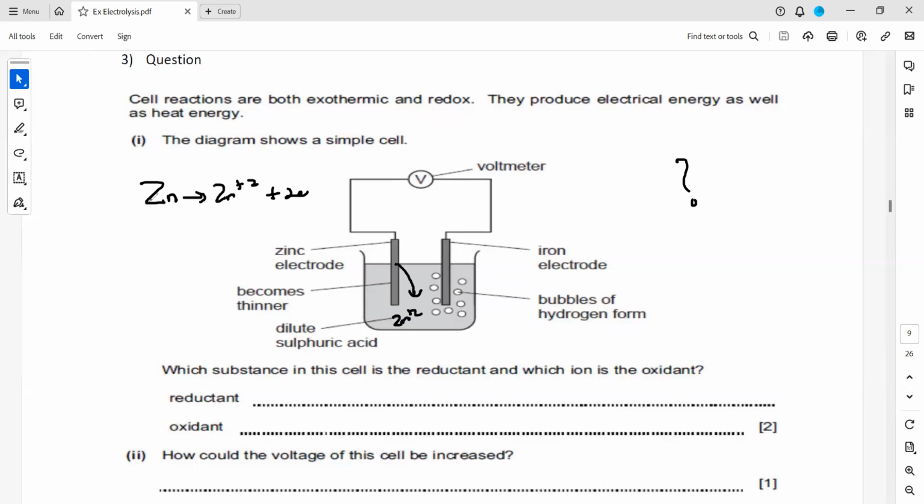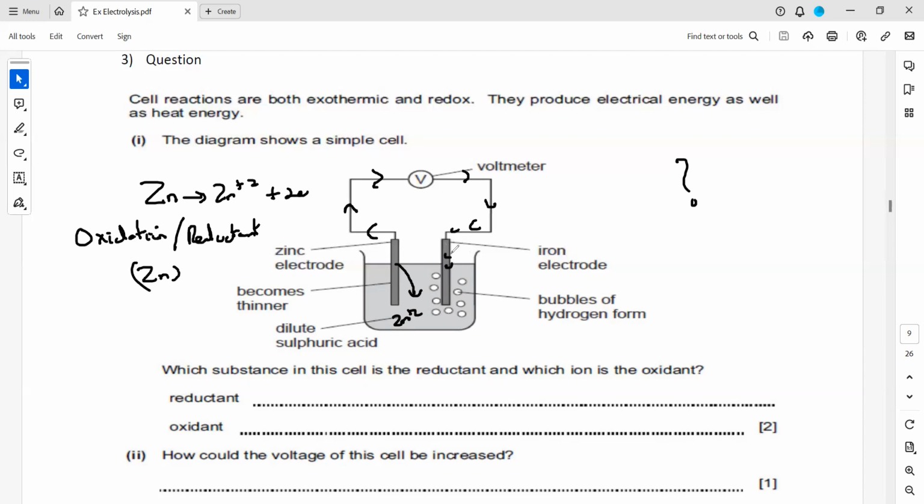Because it's a loss of electrons, when anything loses electrons, we call this change oxidation. The substance in which oxidation happens is a reductant. So what is the reductant here? The zinc atom is a reductant. Now, as a result, the electrons will move from zinc to iron.